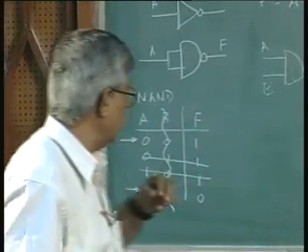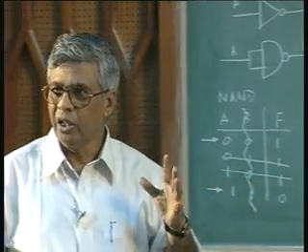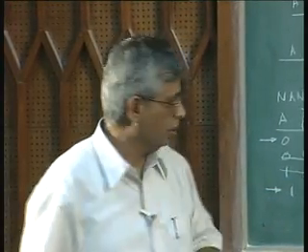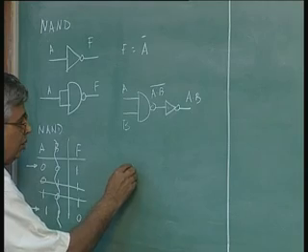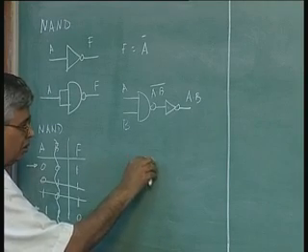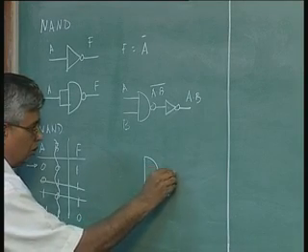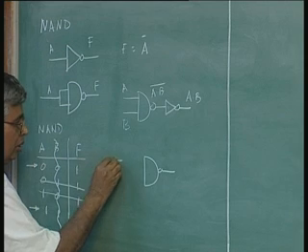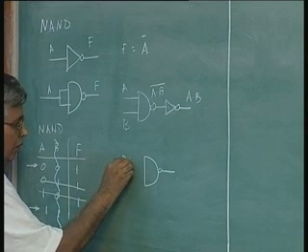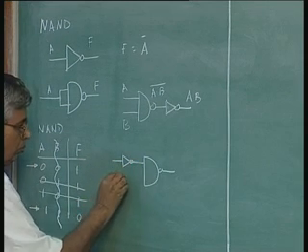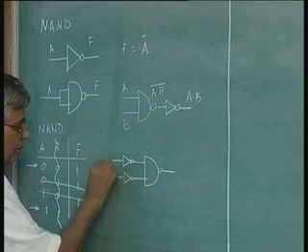Then the third thing is of course the OR gate. How do you get an OR out of NAND? So, let us take a NAND gate with two inputs A and B, and invert each of them.